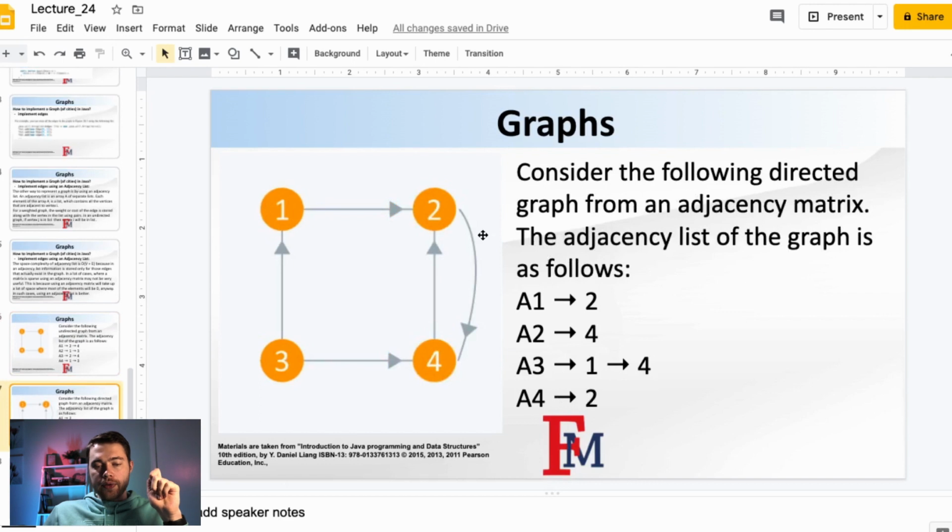Now, if we're talking about a directed graph, 1 is connected to 2, but technically it's not connected to 3, because there is an edge between 1 and 3, yes, but it goes only one direction, from 3 to 1. So when we create an adjacency list, we go from 3 to 1, but not from 1 to 3. That's why it changes that drastically.